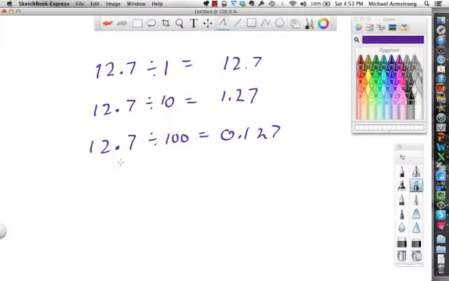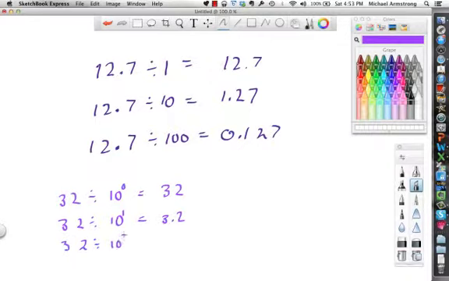And if we use something similar, say we got 32 divided by 10 to the 0, that would be 32, because 10 to the 0 is 1. 32 divided by 10 to the first power would be 3.2. We divide by 10, it gets smaller. 32 divided by 10 to the second power, this is 2 powers of 10, or 100.